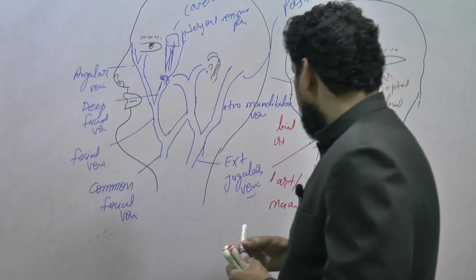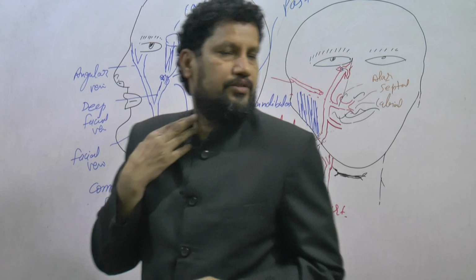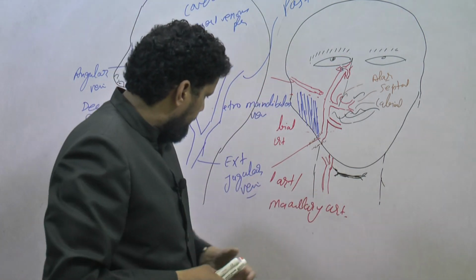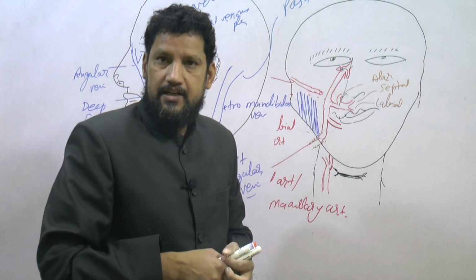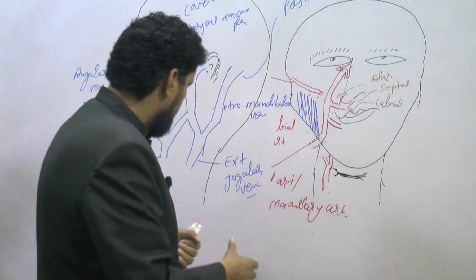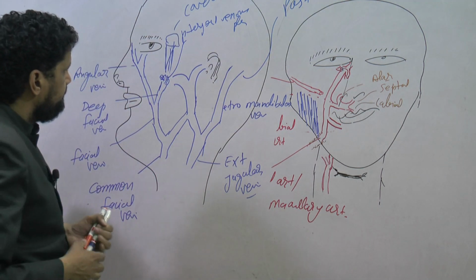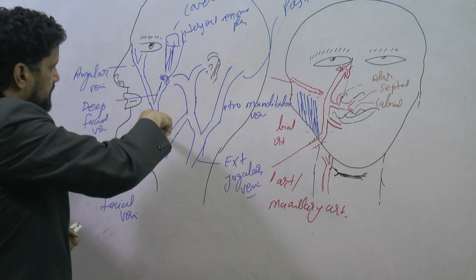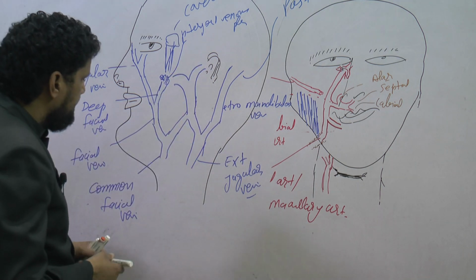The external jugular vein runs in the posterior triangle across the sternocleidomastoid muscle, and at the anterior inferior angle of the posterior triangle it pierces the investing layer of the deep fascia of the neck, and finally drains into the subclavian vein. So this is draining in the subclavian vein, and this is draining in the internal jugular vein. So this is the W-shaped arrangement of the venous drainage of the face.